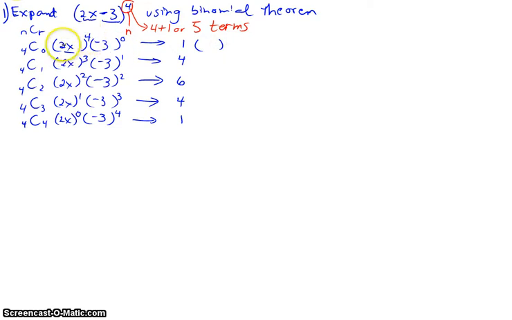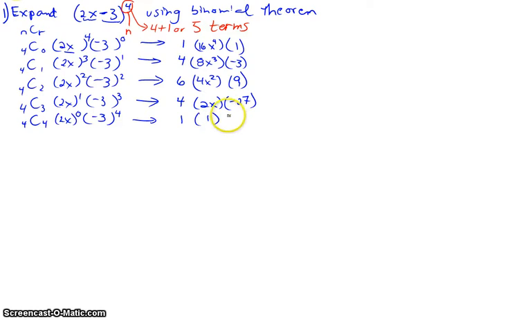Let's simplify the next part. 2x to the 4 is 2 to the 4 and x to the 4, so 16x to the 4. Negative 3 to the 0: anything to the 0 is equal to 1. 2x cubed is 8x cubed, times negative 3 to the 1, which is negative 3. Then 4x squared, times positive 9, since negative 3 squared is 9, and 2x times negative 3 cubed, which is negative 27. And finally, 2x to the 0 is 1.